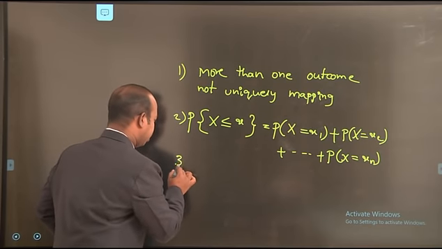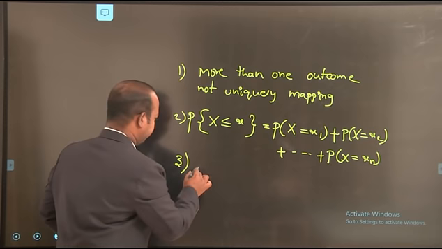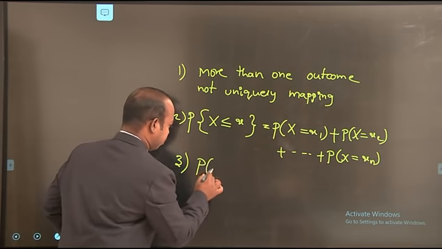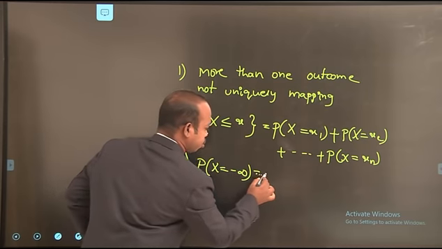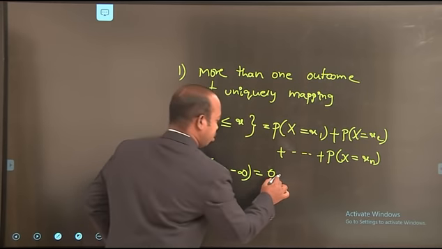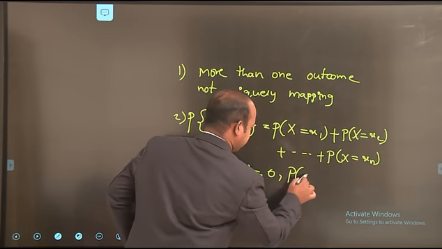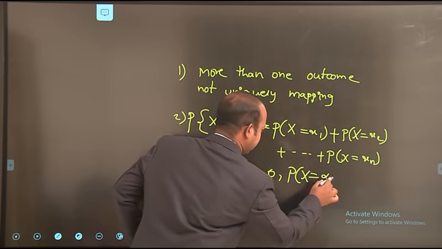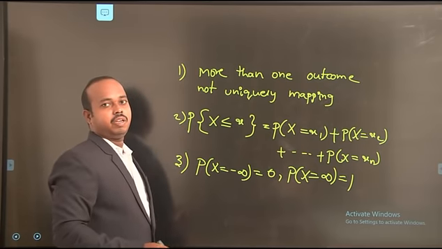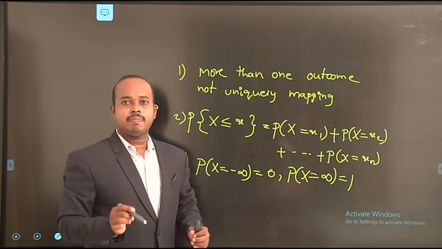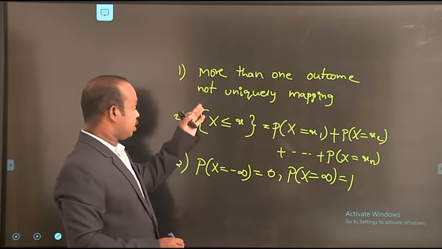Coming to the third condition, at minus infinity the probability value goes to 0, and at plus infinity the probability value goes to 1. For any function to be a random variable, it must satisfy these three conditions.